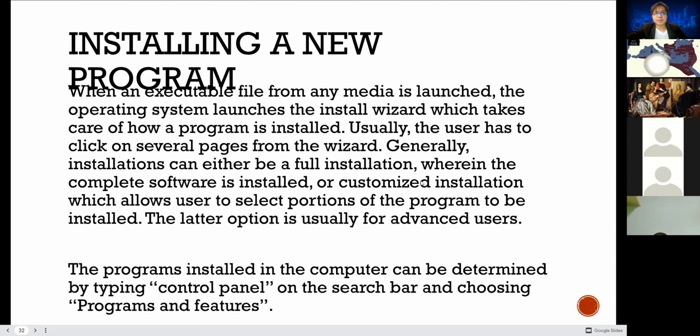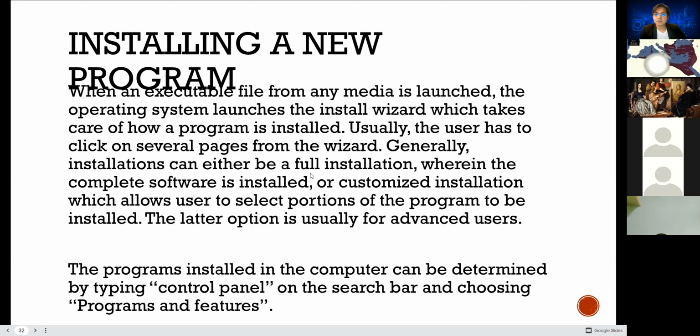Installing a new program. When an executable file from any media is launched, the operating system launches its install wizard, okay, which takes care of how the program is installed. So all you have to do is follow the installation wizard. Usually the user has to click through several pages in the wizard. Generally, installations can either be full installation wherein the complete software is installed, or customized installation, which allows users to select portions of the program to be installed.